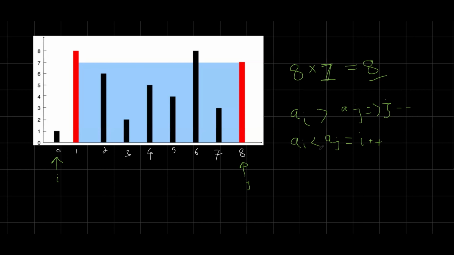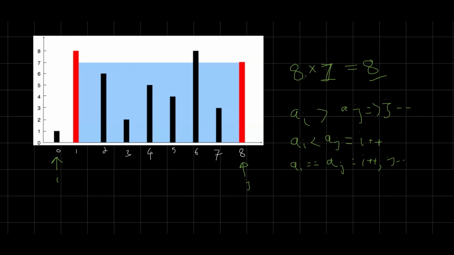So in this case, we have to move the ith pointer in hope that in future we will get into another bigger value. Otherwise, if a of i and a of j are equal, in this case, we have to move both the ith pointer and the jth pointer. And in each iteration of i and j, we have to calculate the volume and keep track of the maximum volume accordingly.